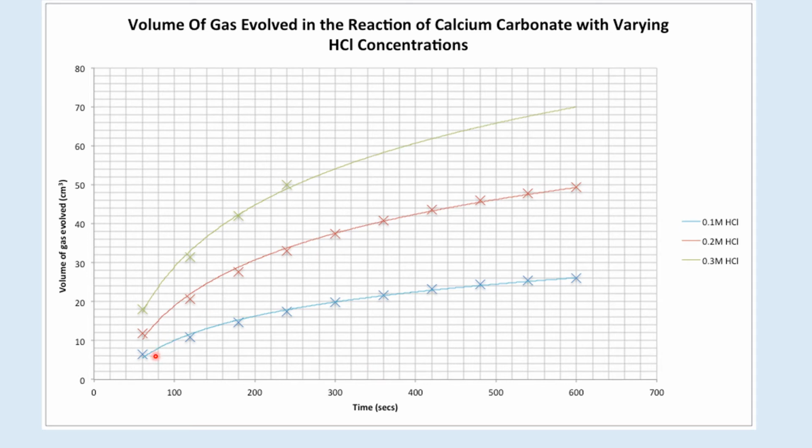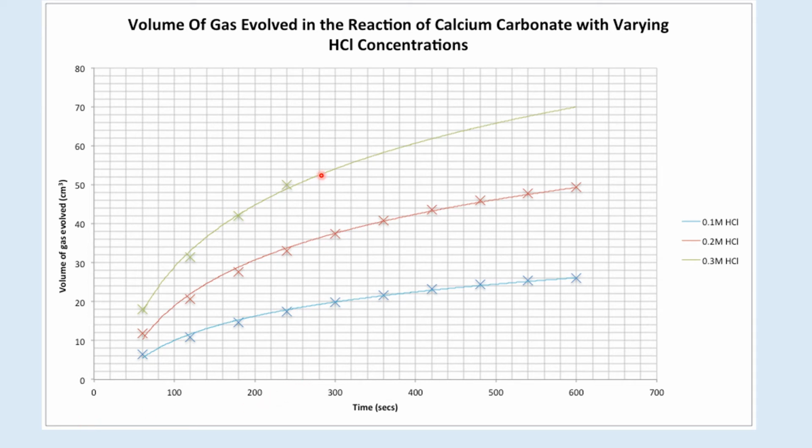Now, a couple of things to mention here. Really, these lines should go back to the origin, because if you think about it, the only result that you are 100% certain of is that at time zero there is no gas, right? So it's standard procedure to put rates of reaction lines back to zero.